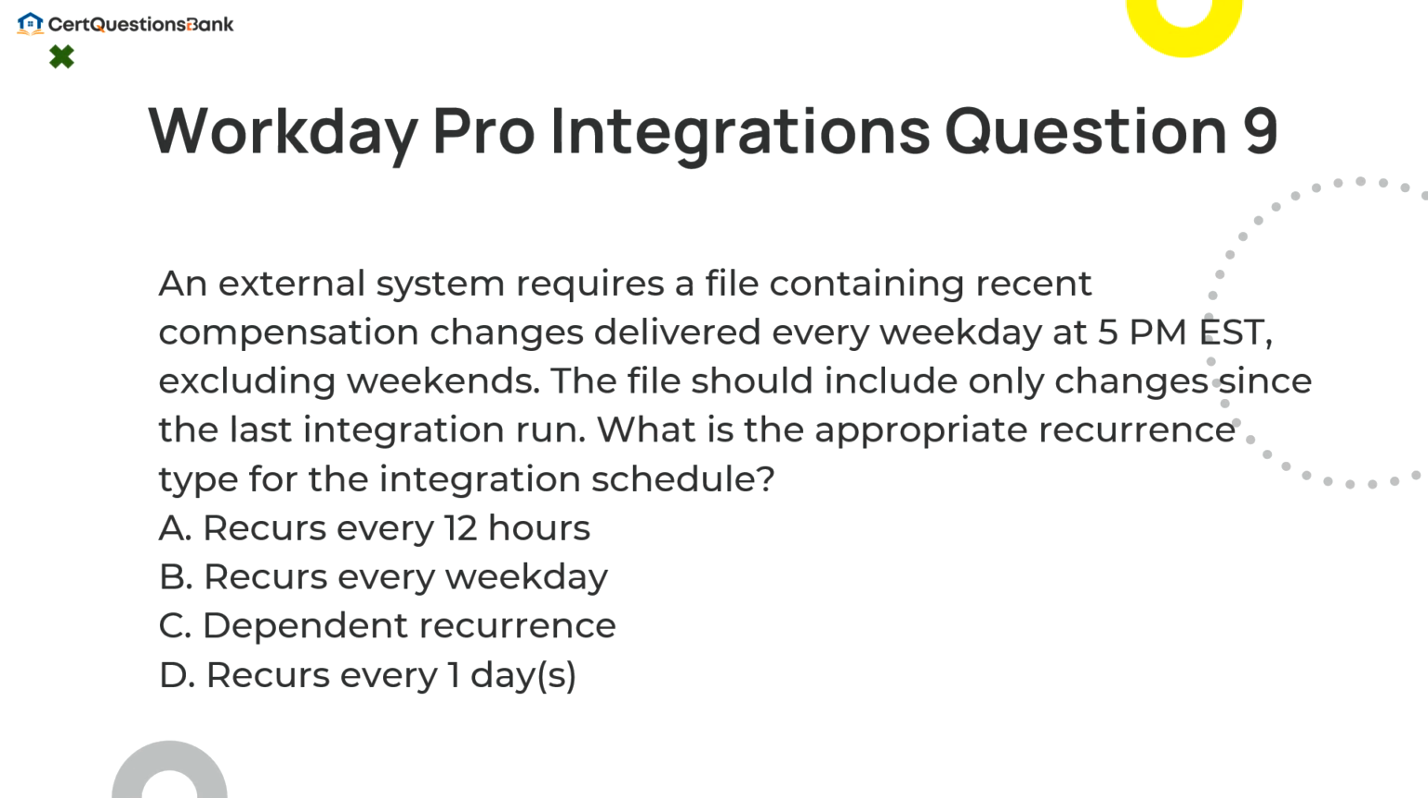An external system requires a file containing recent compensation changes delivered every weekday at 5 p.m. Eastern Standard Time, excluding weekends. The file should include only changes since the last integration run. What is the appropriate recurrence type for the integration schedule? A. Recurs every 12 hours. B. Recurs every weekday. C. Dependent recurrence. D. Recurs every 1 day.